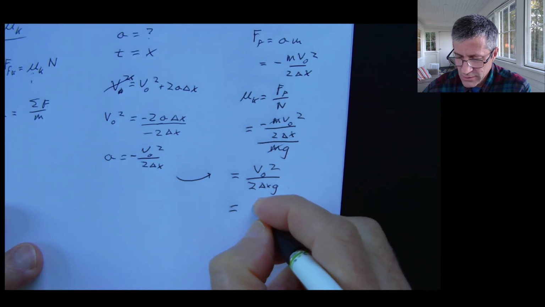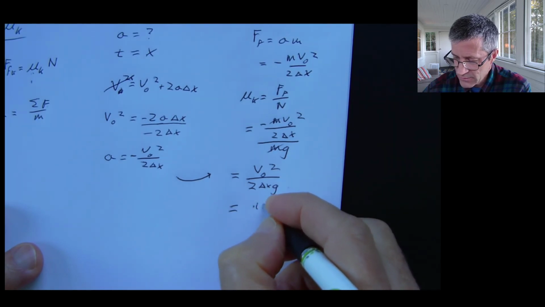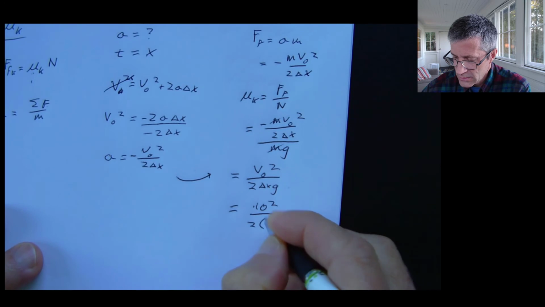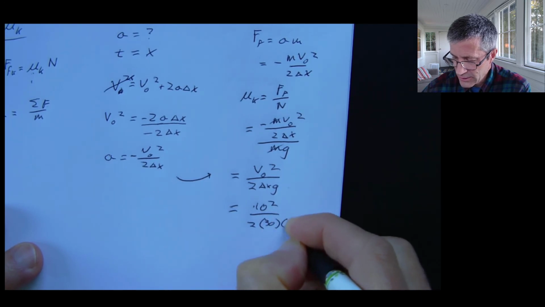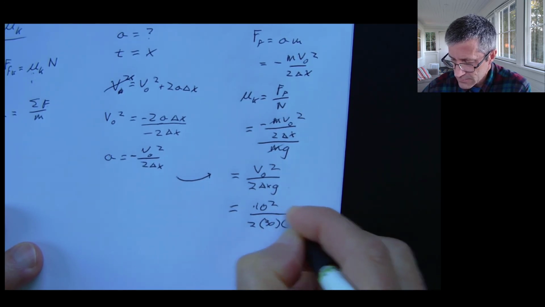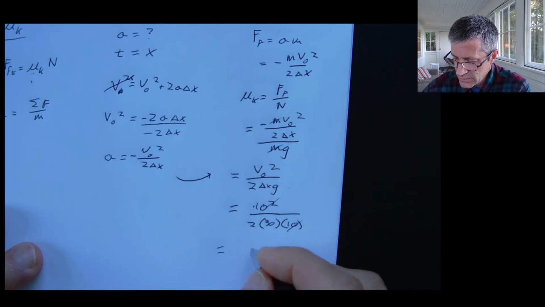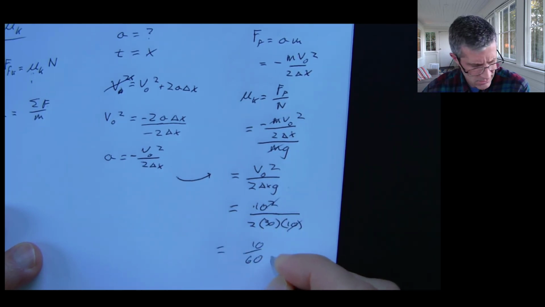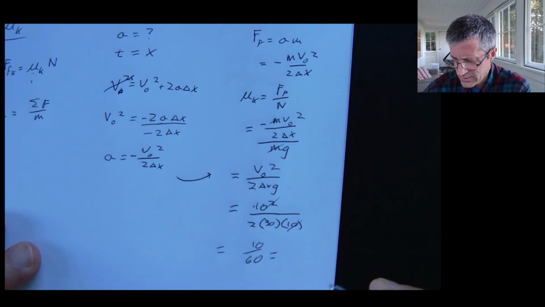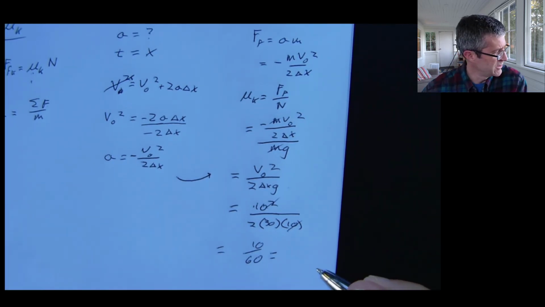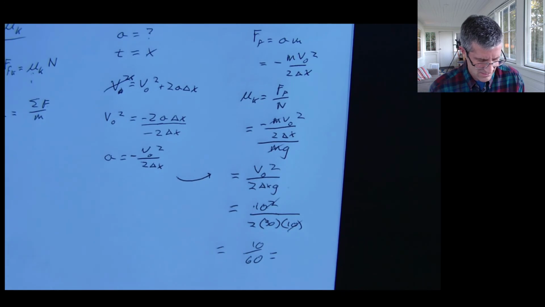So what did we give? So v naught was what, 10 meters per second. So I'm going to have 10 squared over 2 times 30 times g. I'll call that 10. So this is going to be 10 over 60. Or I don't know what that comes to. 0.166.